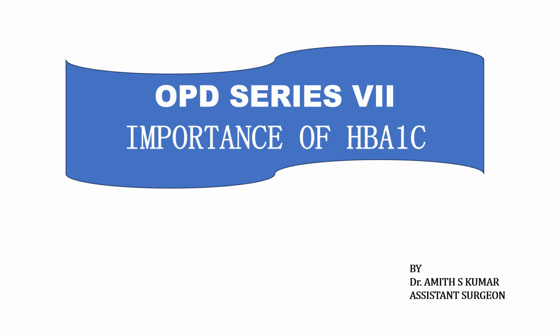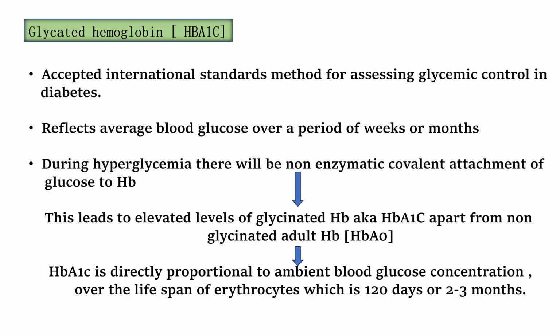In this session, we will be discussing the importance of HbA1c. The term HbA1c, also known as glycated hemoglobin, is used as an international standard method for assessing glycemic control in diabetes. It reflects average blood glucose over a period of weeks or months.